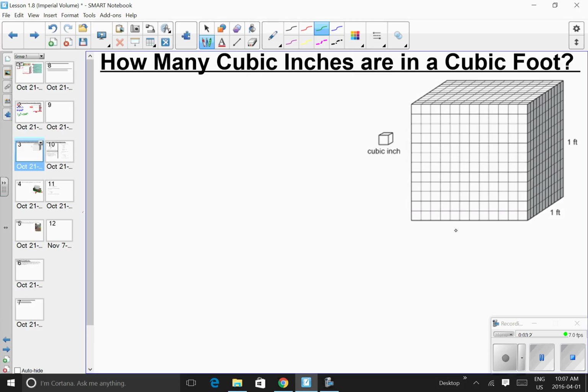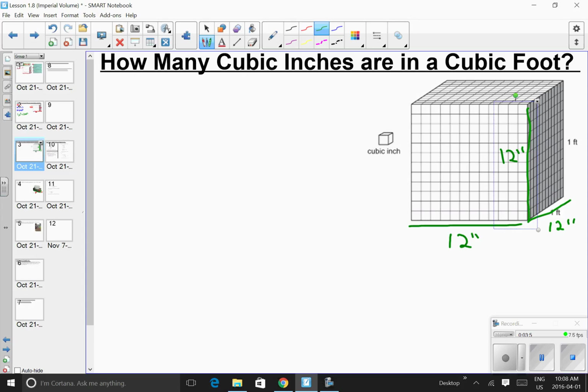All right. Similarly, how many cubic inches are in a cubic foot? So we know 1 foot is 12 inches. This is a cubic foot, so each edge length is a foot. That's the same thing as 12 inches. So that's 12 inches. That's 12 inches. And my height is 12 inches.